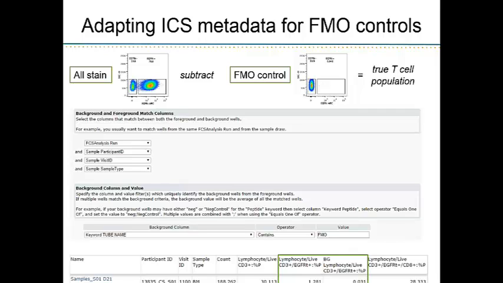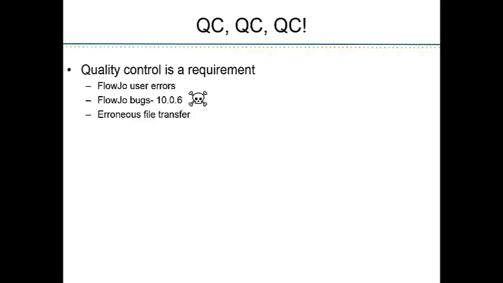And then what LabKey will do is put both your all-stain information and the background information on one row, so you're able to query that relatively easily. We have not gotten to the point where we have created a query to subtract this from our all-stain, but again, more future directions that we'd like to do. And finally, we want to quality control all of our flow data.